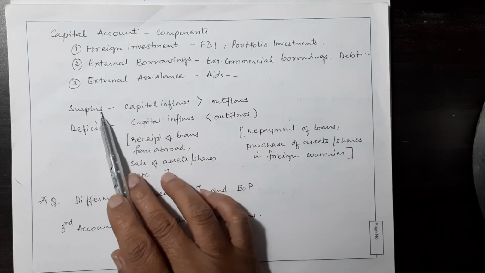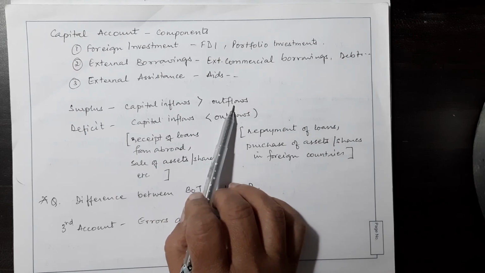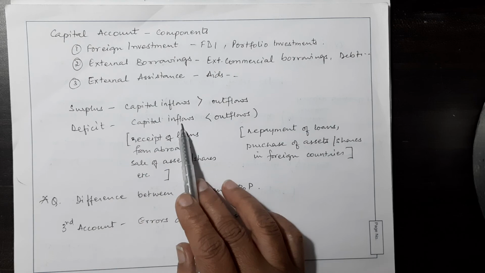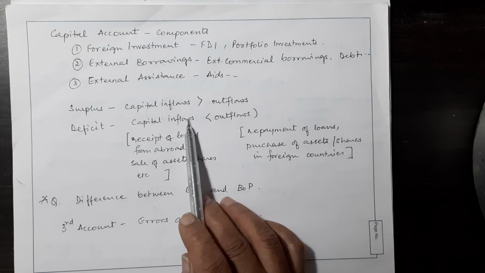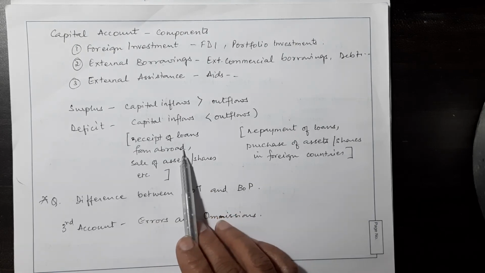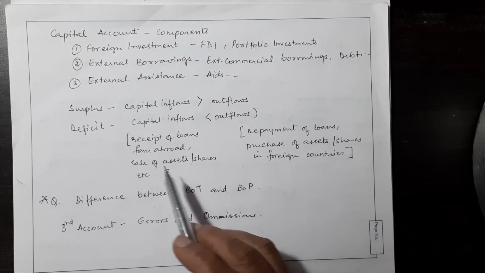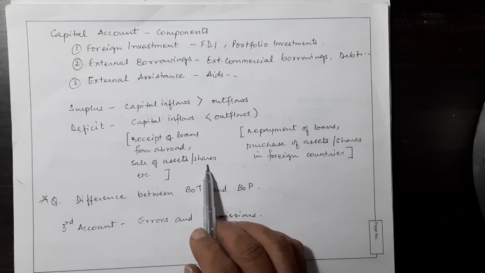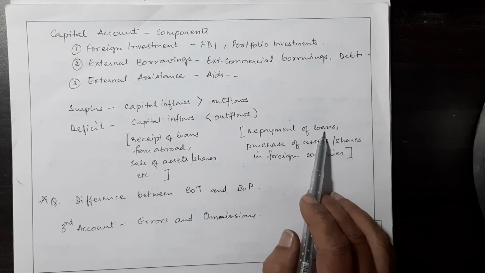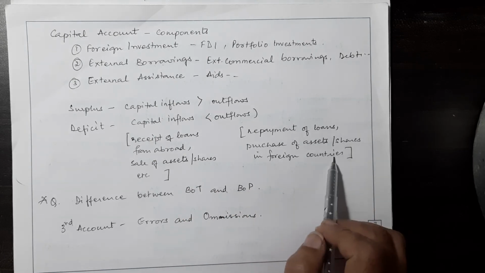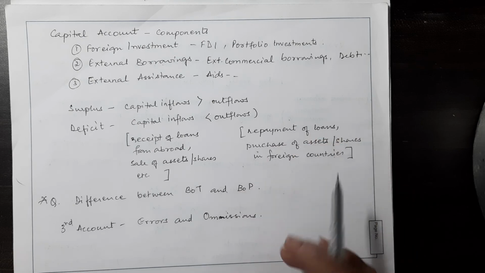Now here also we can talk about the surplus in capital account, where capital inflows are greater than the capital outflows. And there is a deficit in capital account when capital inflows are less than the capital outflows. What does capital inflows include? It includes receipt of loans from abroad. Since we are talking about inflows, so receipt of loans means there is an inflow of the foreign exchange. Sale of assets and shares come under inflows. Then outflows includes repayment of loans, purchase of assets and shares in foreign countries. So here there is an outflow of the foreign exchange, so they will be included under the debit side.